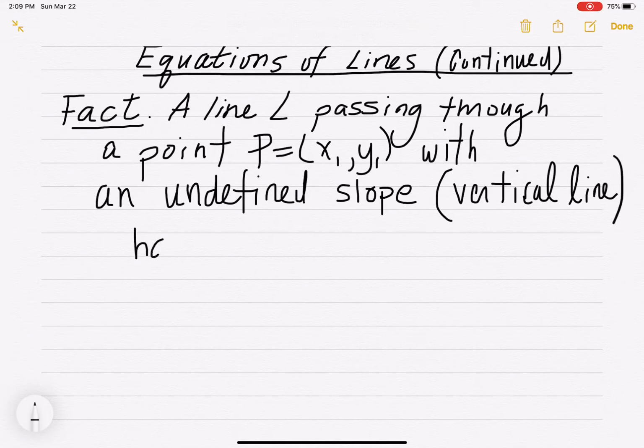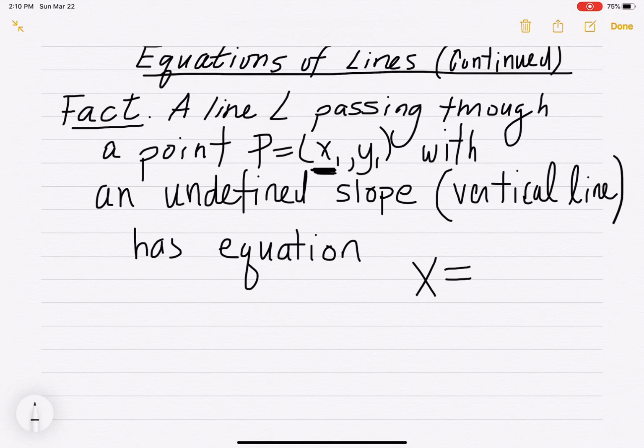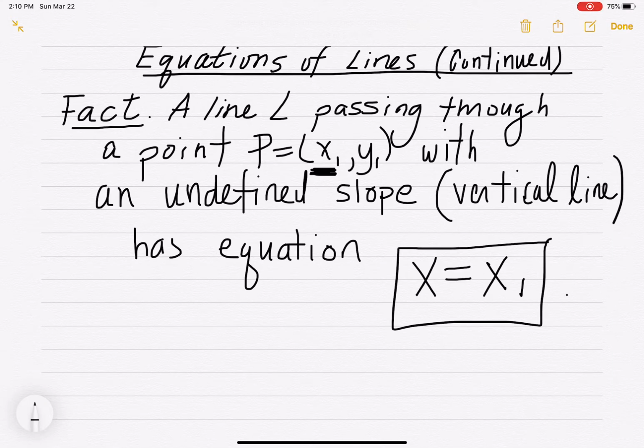Has equation. Well, remember when you had a horizontal line, it was of the form y equals a number. A vertical line is just going to be x equals a number. Has equation x equals what number? Well, it's going to be the x coordinate of the point that your line passes through. So x equals x1 will be the equation of your vertical line, or when you have an undefined slope. Pretty cool. So actually, vertical lines are easy.